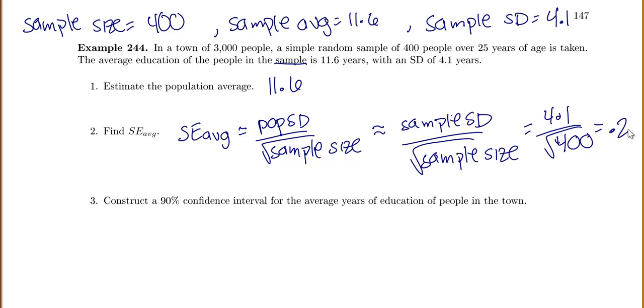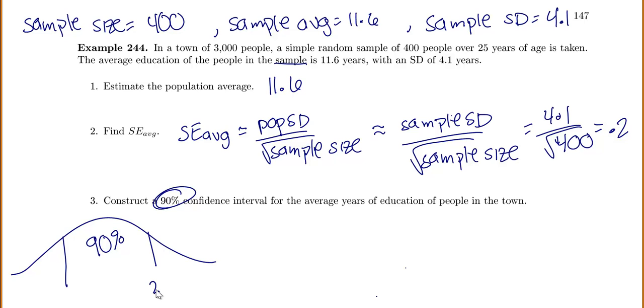Number 3, construct a 90% confidence interval for the average years of education of people in the town. So we want to do a 90% confidence interval now. That's slightly different than what we've been doing. For a 90%, we don't have that one memorized, so I need to figure out what Z star is. So I'm looking for Z star that gives me 90% in the middle. If there's 90% in the middle, then that means there's 10% left over for both tails, or 5% in each one. So 5% in this tail, 5% in this tail. When you're done, make sure it all adds up to 100. So 5 plus 90 is 95, plus 5, that's 100, so we did it correctly.